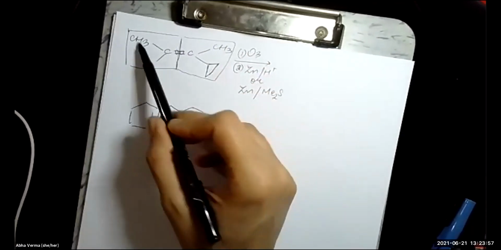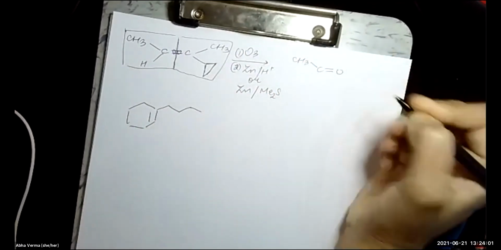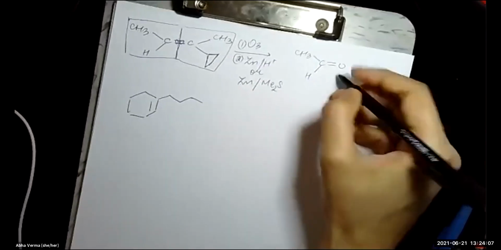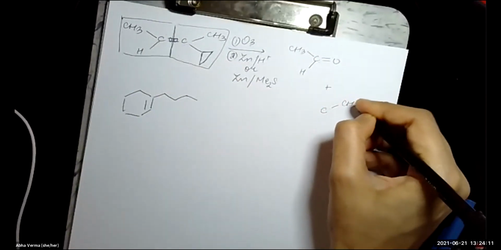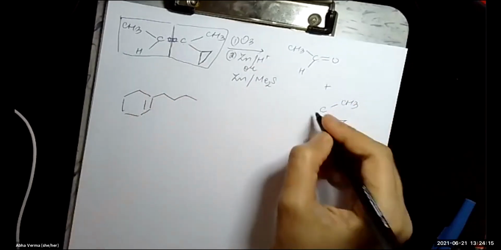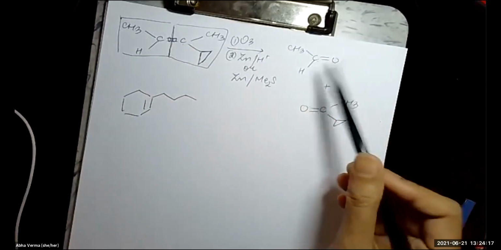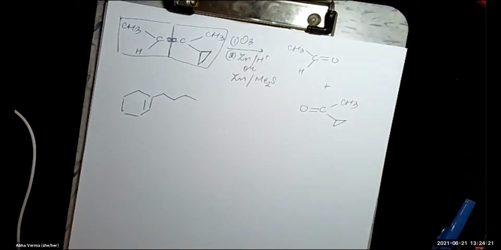I'm going to write exactly this. CH3, C double bond O, H. So instead of writing a C double bonded C, I'm writing a C double bond O. Also, CH3, what has happened here? Double bond O. So these two are my products from this particular ozonolysis. Any questions?